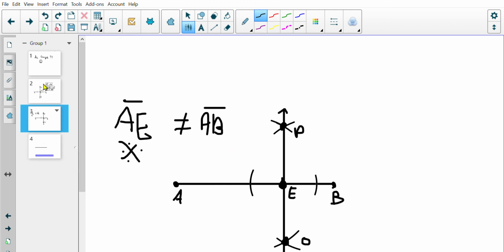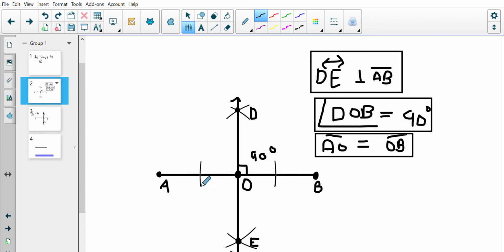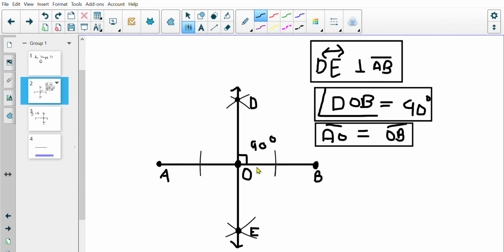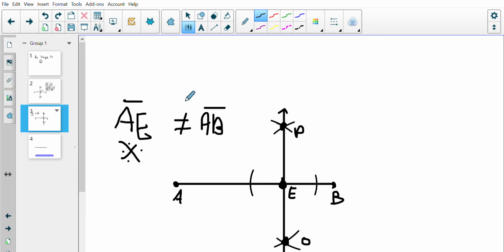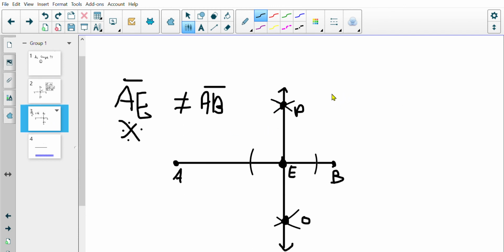But in this one, because we had created two arcs and we bisected the two arcs, that is why it is equal. So we have made the two diagrams. Now just for the labeling purpose, we've got line PO right here. This line PO is the perpendicular bisector.